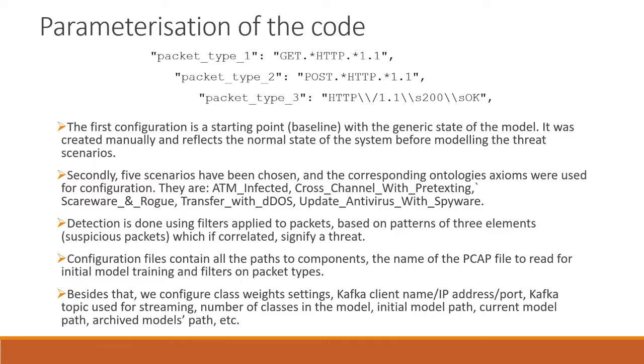Configuration files contain paths to components, the name of the packet capture file to read for initial model training, and filters on packet types. It also contains class weight settings, Kafka client name, IP address, port, Kafka topic used for streaming, number of classes in the model, initial model path, etc.